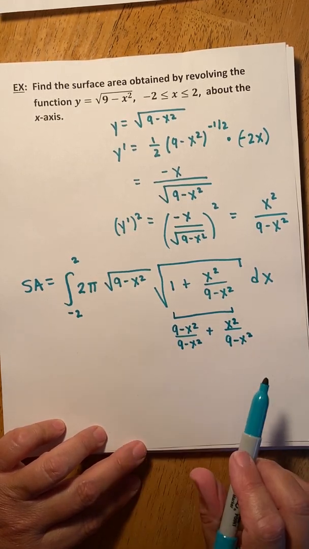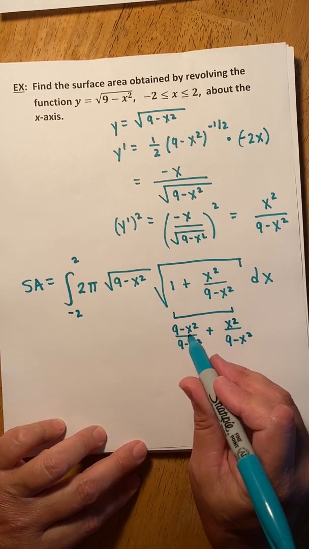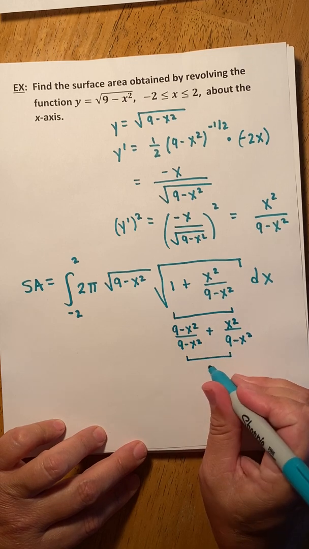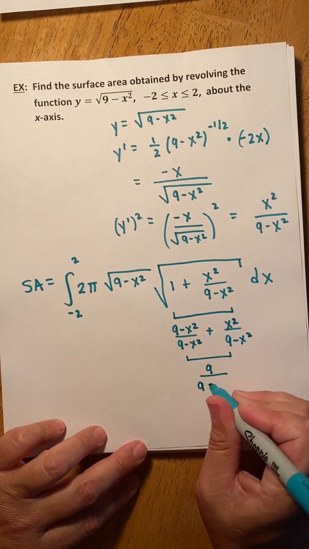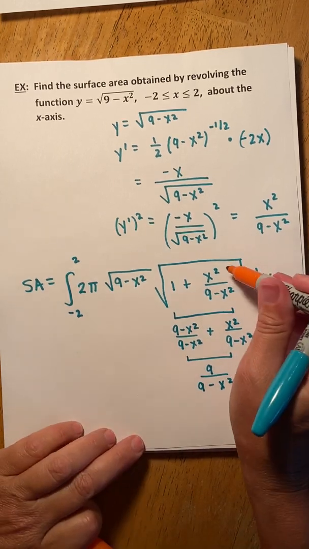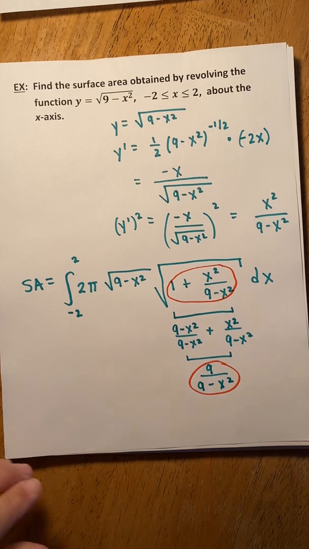I just put it in a different outfit, if you will, because I want to turn this into 1 term. So now I'm going to add the numerators and keep the denominators. So that radicand is actually just equal to 9 over 9 minus x squared. So this I'm going to just replace with this. Okay, so let's see where that brings us.